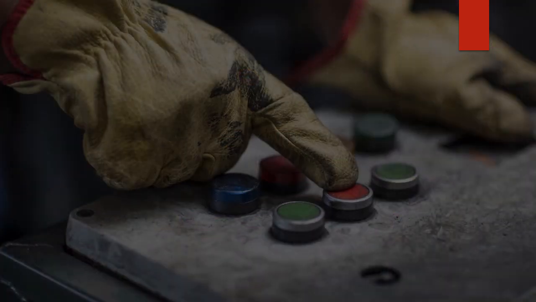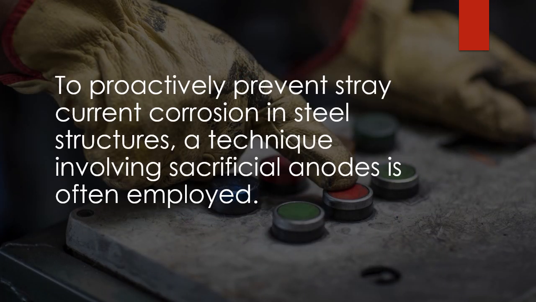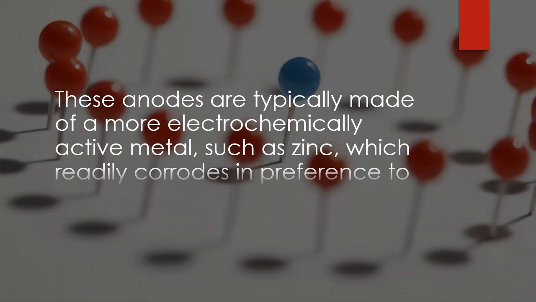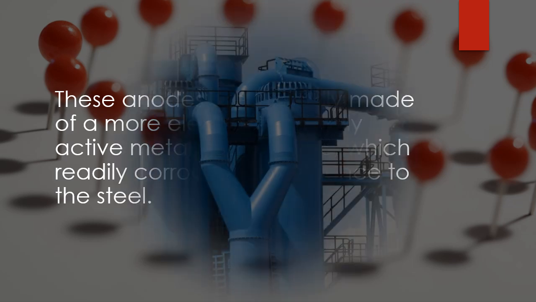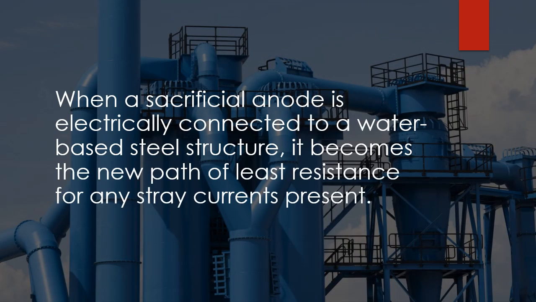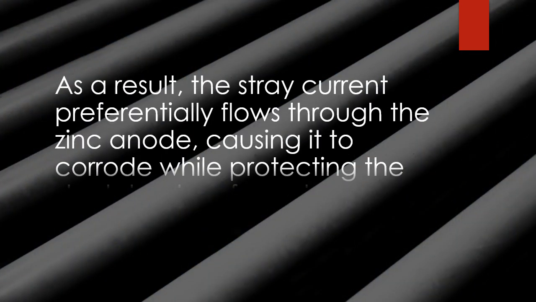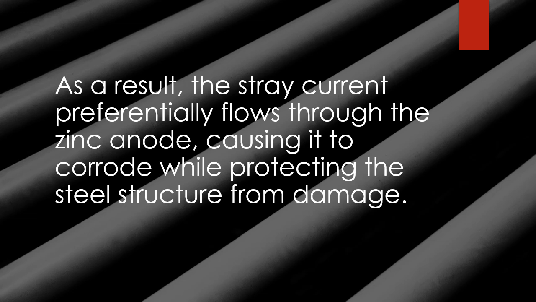To proactively prevent stray current corrosion in steel structures, a technique involving sacrificial anodes is often employed. These anodes are typically made of a more electrochemically active metal, such as zinc, which readily corrodes in preference to the steel. When a sacrificial anode is electrically connected to a water-based steel structure, it becomes the new path of least resistance for any stray currents present. As a result, the stray current preferentially flows through the zinc anode, causing it to corrode while protecting the steel structure from damage.